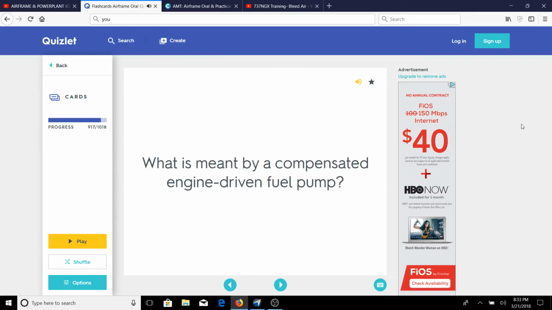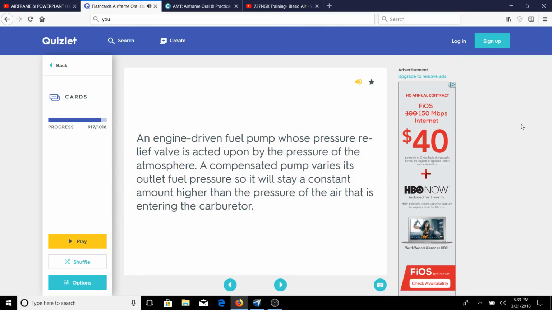What is meant by a compensated engine-driven fuel pump? An engine-driven fuel pump whose pressure relief valve is acted upon by the pressure of the atmosphere. A compensated pump varies its outlet fuel pressure so it will stay a constant amount higher than the pressure of the air that is entering the carburetor.